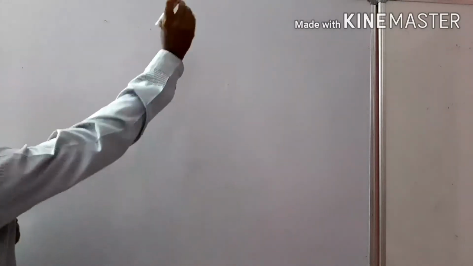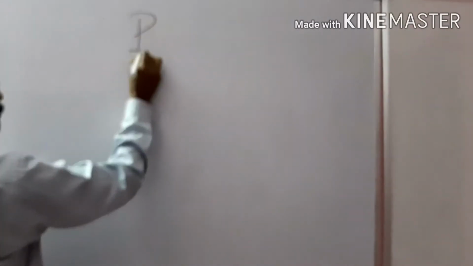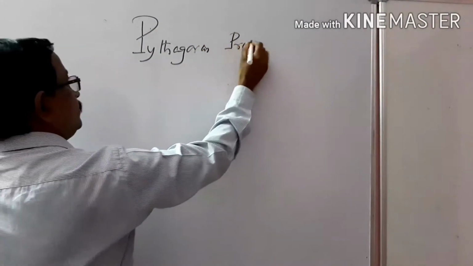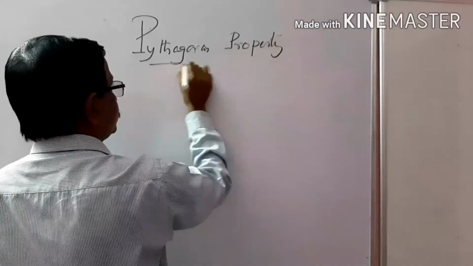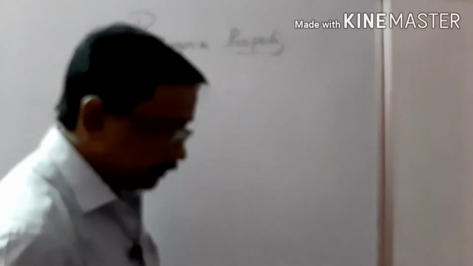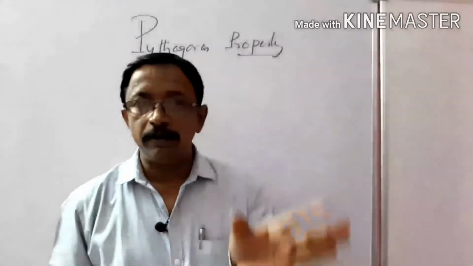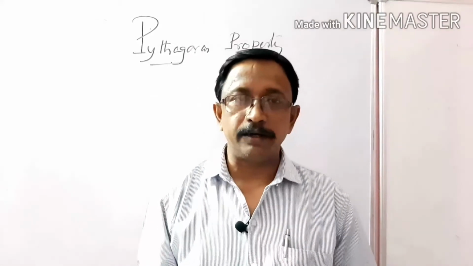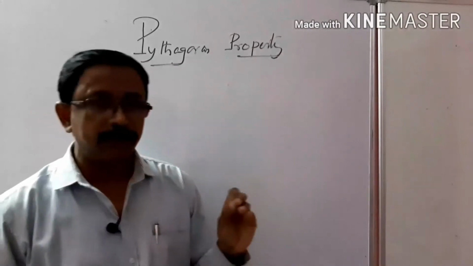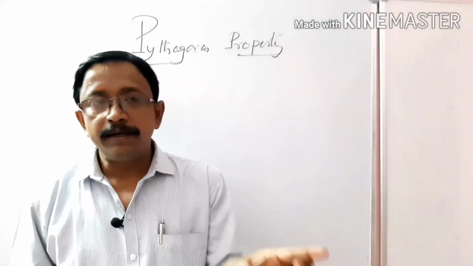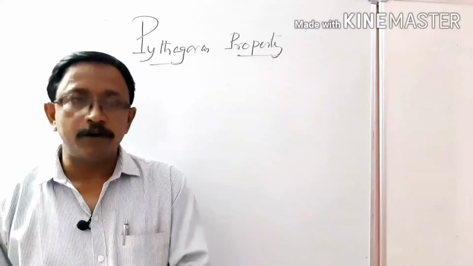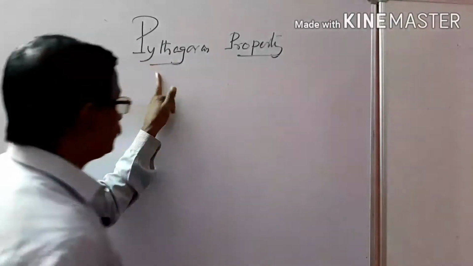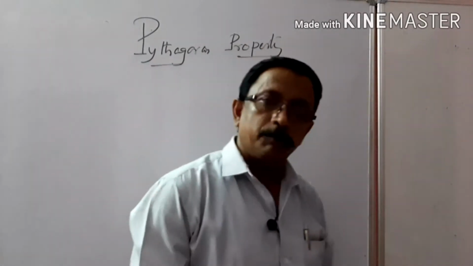Okay guys, now the next one, which is known as the Pythagoras property. It is fully new for you. As class 7 students, you are getting this first time. So first you have to understand who Pythagoras is and what this is. Pythagoras was a Greek philosopher who founded a theorem which is by name the Pythagoras property. We can even say Pythagoras theorem also.